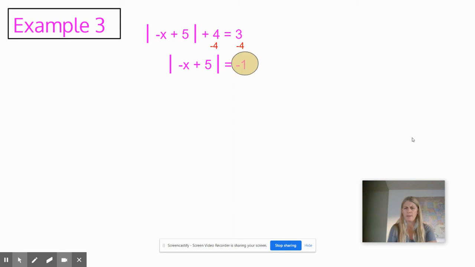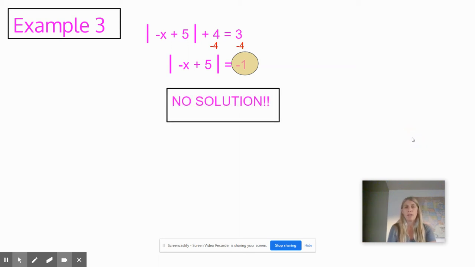Wait a minute. Negative 1? Can I have a distance that's a negative number? No, I can't. So if you've isolated the left-hand side and you look at the right and it's a negative number, you are done with the problem. There is no solution because, once again, absolute value is a distance and we can't have a negative distance.